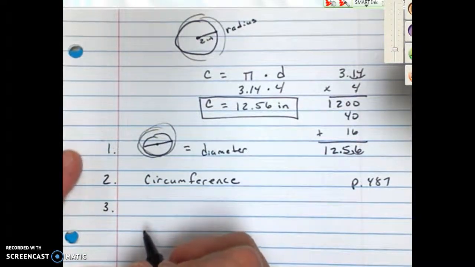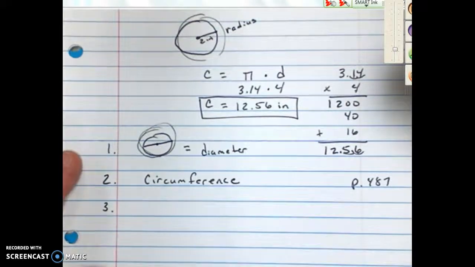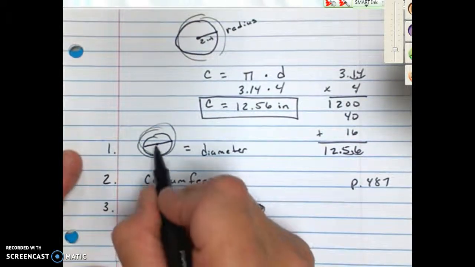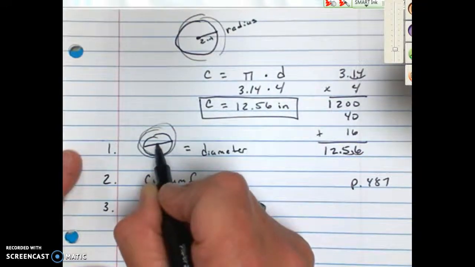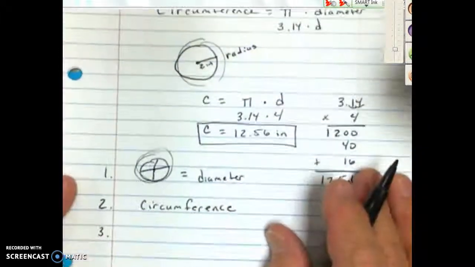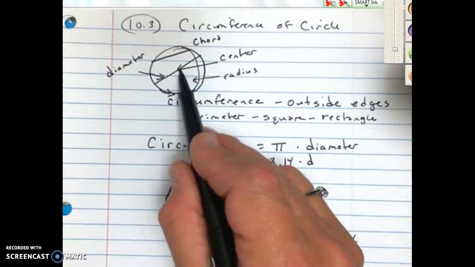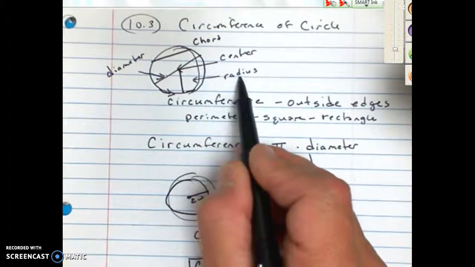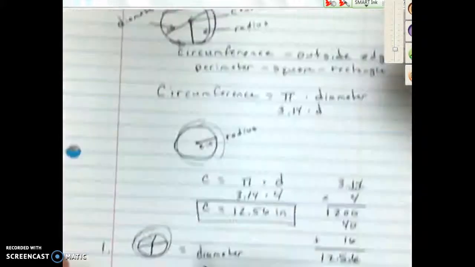Number 3, the distance from the center to any point on the circle is the blank. So again, from our circle, the distance from the center to any point on the edge of the circle. So from here to here, from here to here, what are those lines called? And if we go back from the center to the edge, we are looking at the radius.